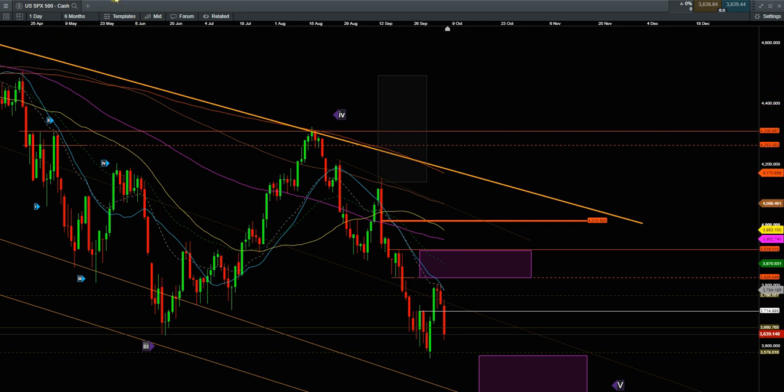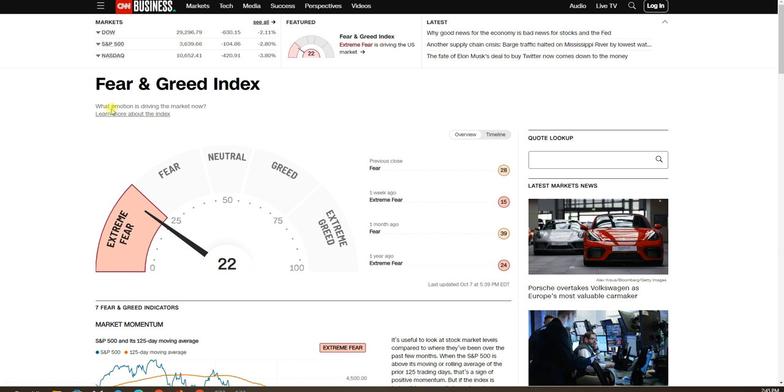I'm going to analyze Nasdaq and gold as well in this video, and also sentiment. But before getting to that one, I'm just looking for the sentiment now. Alright, so here is the Fear and Greed sentiment index from CNN, which is very popular. As you see here, we are at extreme fear. So this is very normal.